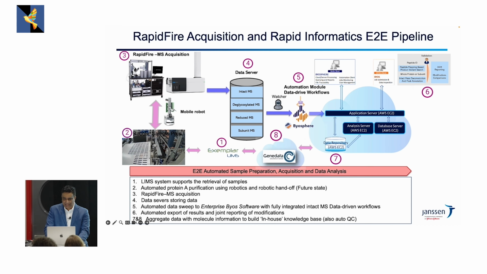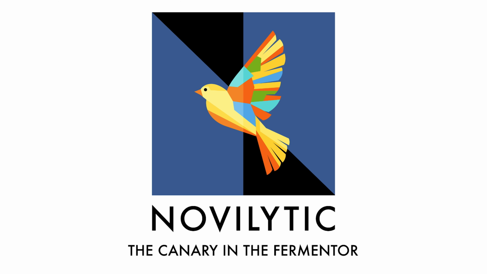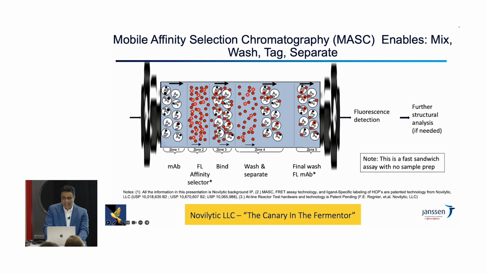So in the first part, I'll describe a technique known as mobile affinity selection chromatography. This is a technique where you're using the column as a protein reactor, and the company known as Novilytic has introduced this technology, and they call it a proteometer. And they call this technology the canary in the fermenter. The reason for this is they believe that this technology can address problems that are happening and be an early warning system for the analytical chemist to take corrective actions.